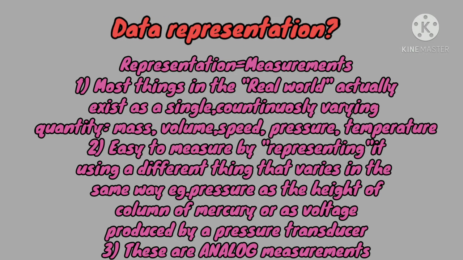So what is data representation? Representation equals measurements. Most of the things in the real world actually exist as a single, continuously varying quantity, that is mass, volume, speed, pressure and temperature. They are easy to measure by representing them using a different thing that varies in the same way. Example, pressure is the height of a column of mercury or the voltage produced by a pressure transducer. These are analog measurements.